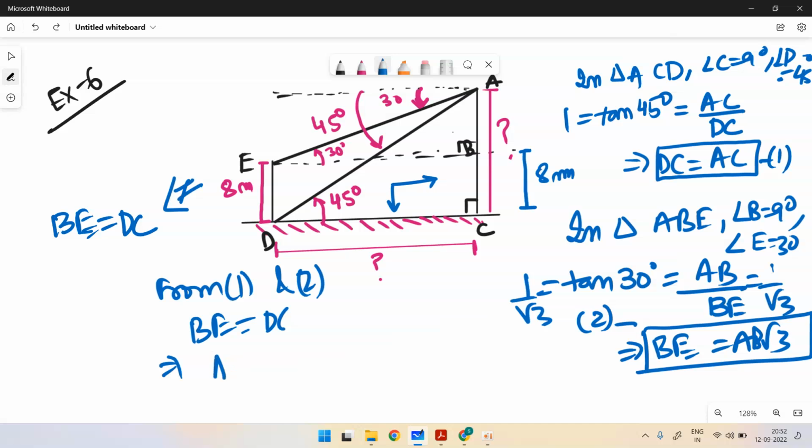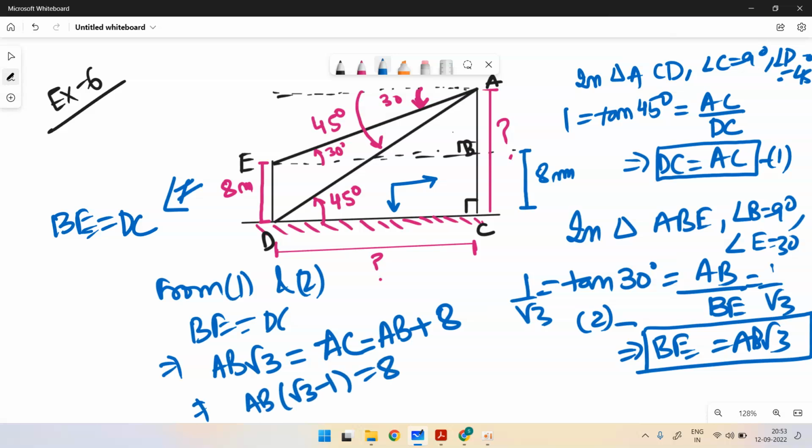BD is given to be AB root 3, and DC you already know equal to AC. AC is AB root 3, and AB plus 8 meters. So if you take AB to the left hand side, this is root 3 minus 1 equal to 8, which implies that AB equal to 8 by root 3 minus 1.